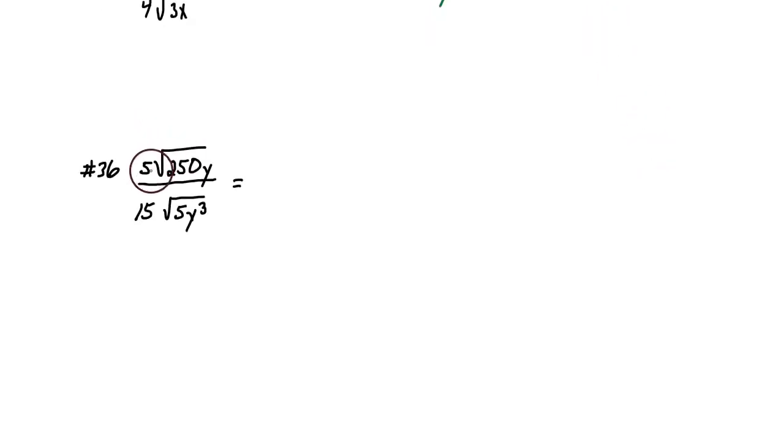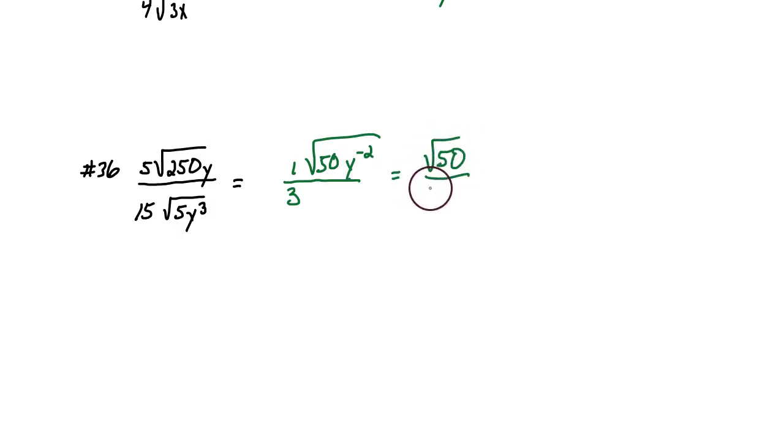Number 36, let's also do some dividing. 5 divided by 15 reduces to 1/3. Now those radicals. 250 divided by 5 makes 50. And y divided by y cubed makes y to the negative 2. Which eventually I'm going to have to move back into the bottom anyway. So we have the square root of 50 over 3 times the square root of y squared. The square root of 50 can be rewritten as the square root of 25 times 2.